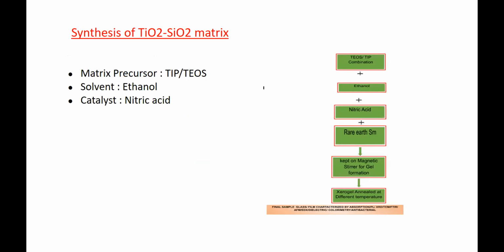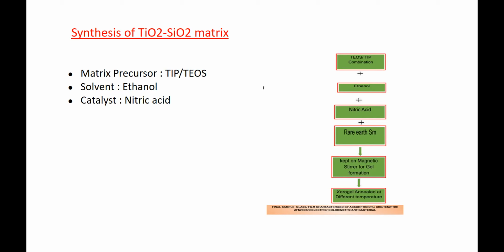And what we have done is we have taken the precursors. What we make is a titanosilicate glass matrix doped with samarium ions as well as silver nanoparticles, and the matrix precursors are TIP, which is the titanium isopropoxide, and TEOS for SiO2, which is tetraethyl orthosilicate. The solvent employed is ethanol, and the catalyst used is nitric acid.